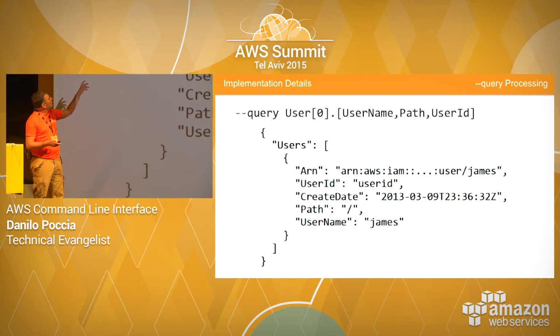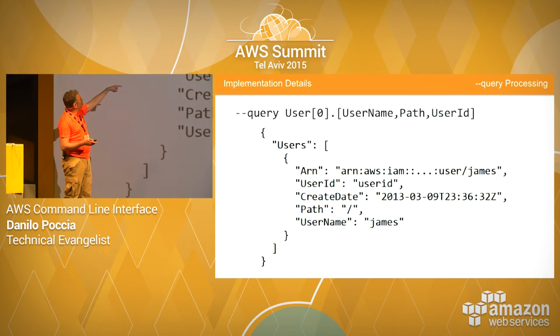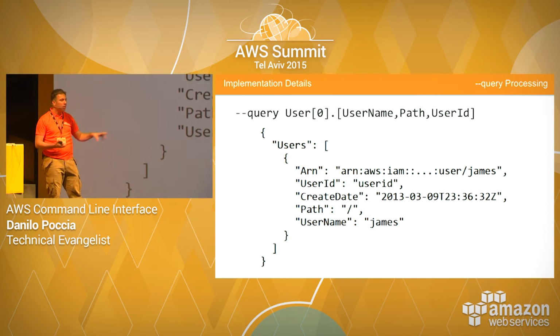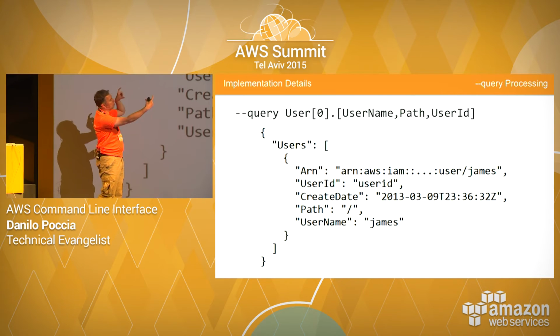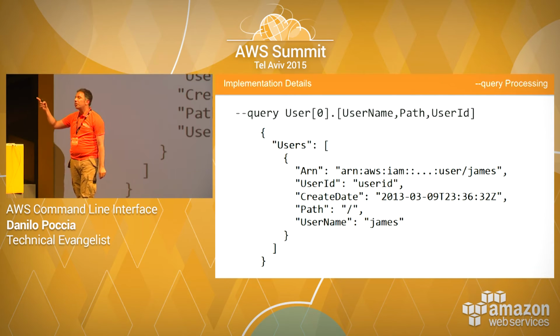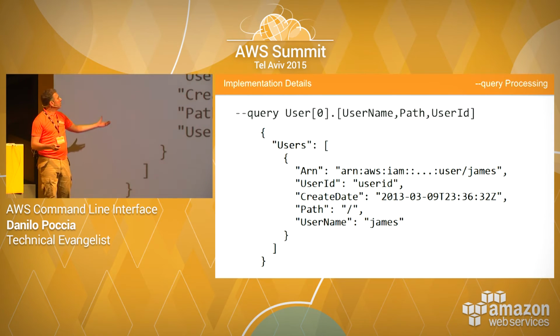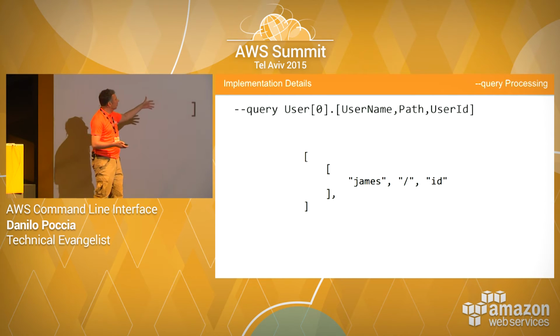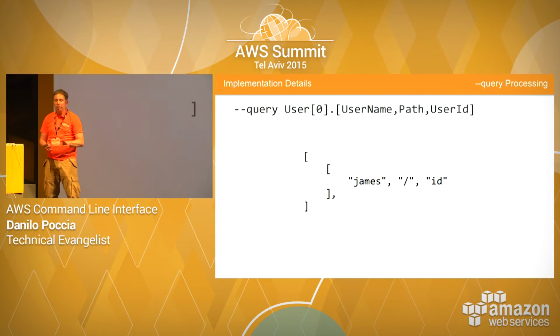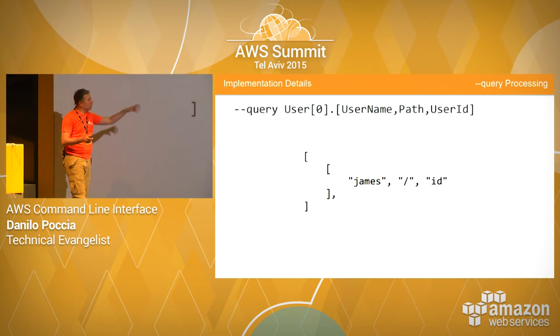And then after we select the user 0, we don't want to have all the data associated with the user structure that is here, but we only want the username, a list, because we have square brackets, of username, path, and user ID. So the query will extract this information, and this will be the return. So a list containing a single element that is itself a list with the username, the slash, and the ID.